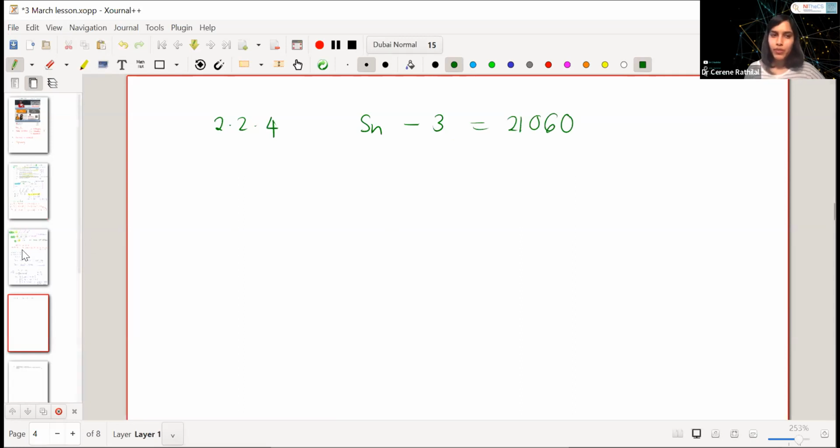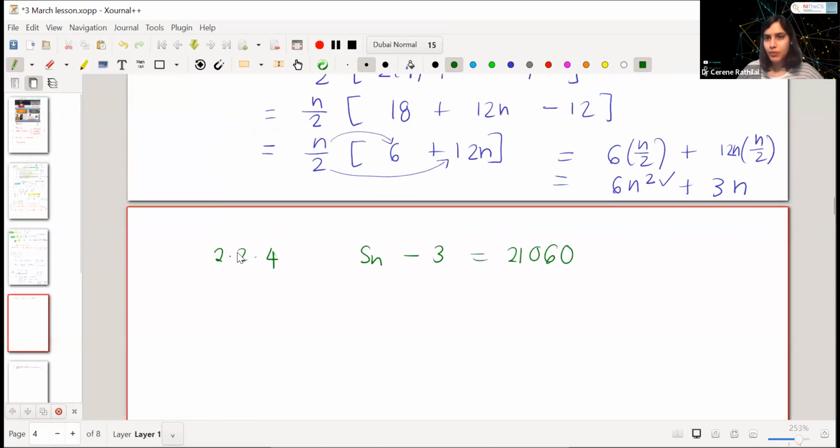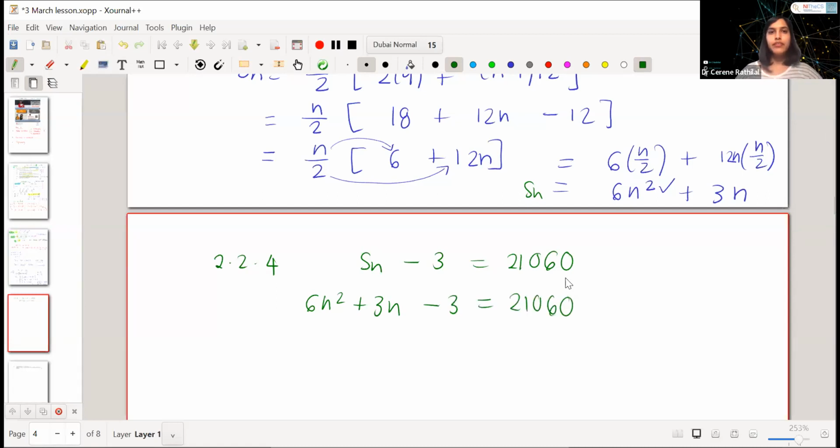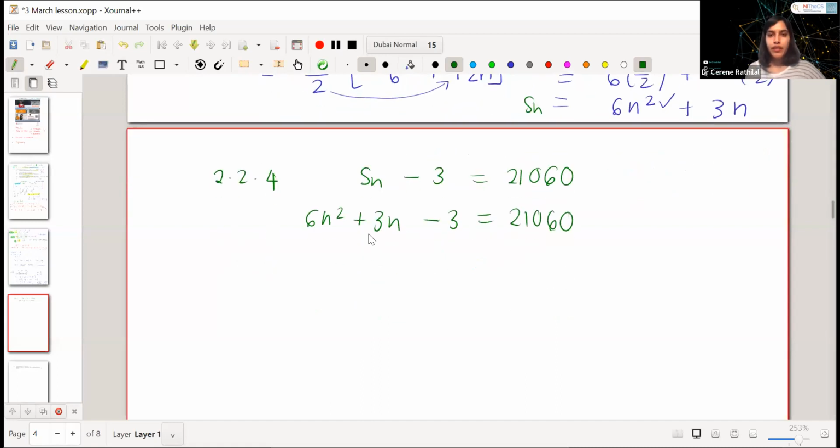Okay, then we also need to remind ourselves what the Sn is. We just proved what the Sn is. We saw that Sn is equal to 6n squared plus 3n. Then we've got Sn - 3 equals 21,060. Okay, so this is what we're solving for. I've got a constant in here, so let me take that there.